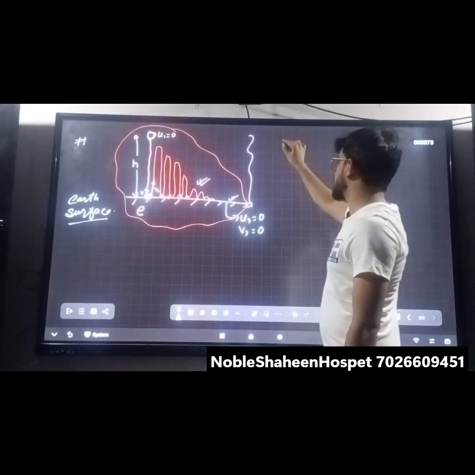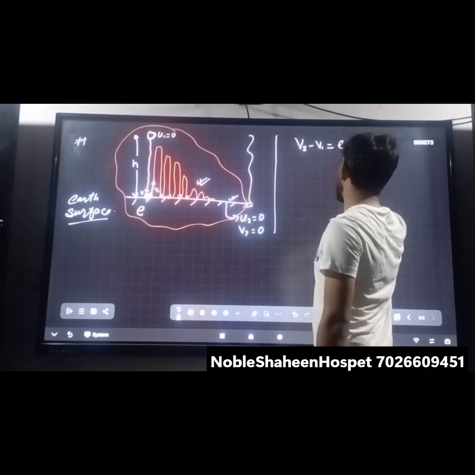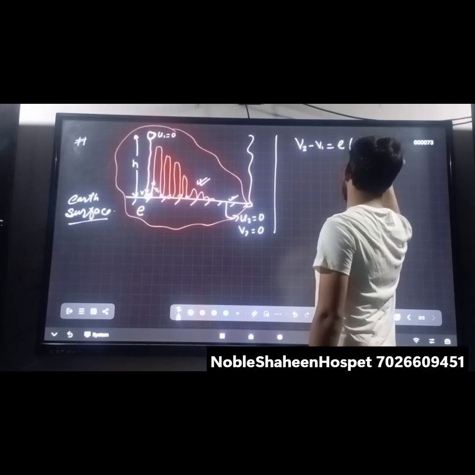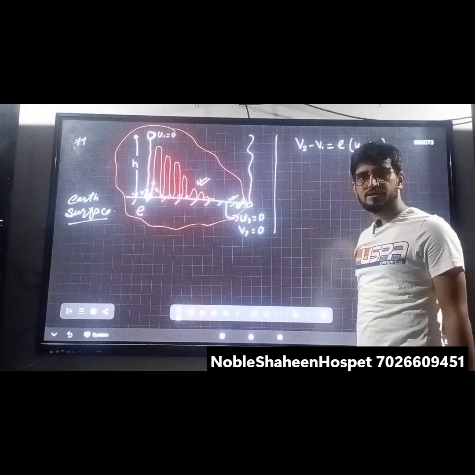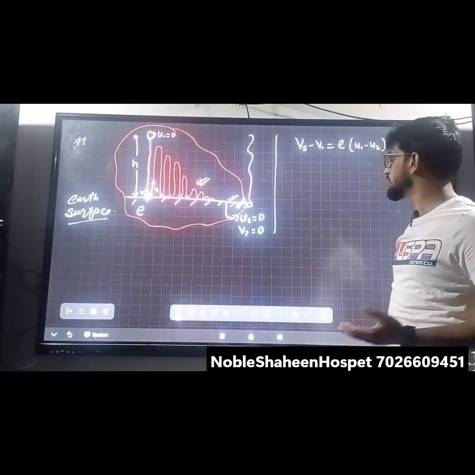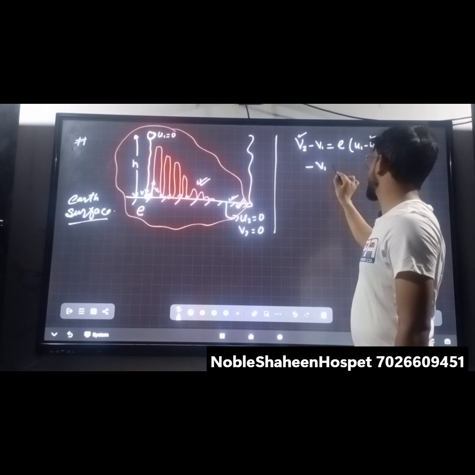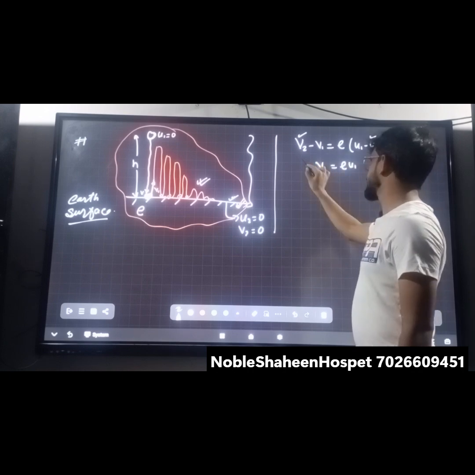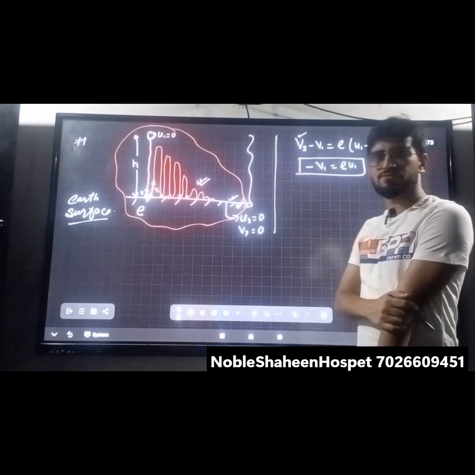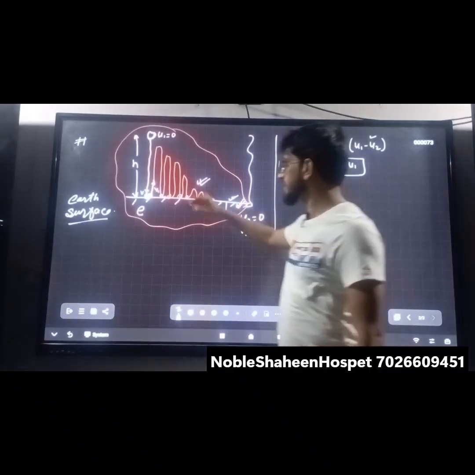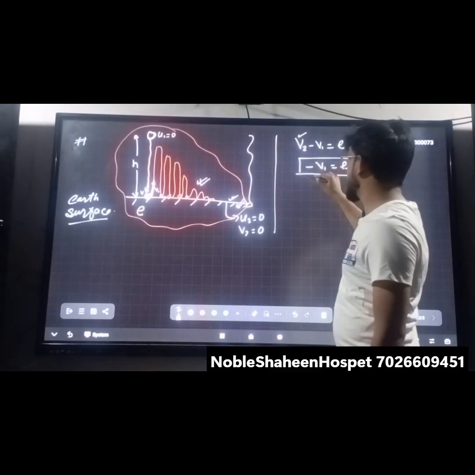we can easily use this formula: the velocity of separation, that means v2 minus v1, is equal to e into u1 minus u2. As we have discussed, the other object is our earth, and the initial and final velocity of the earth is 0, so v2 is 0 and u2 is 0. So we can say that minus v1 will be equal to e into u1. The negative sign indicates that the initial velocity and the final velocity of the first particle are opposite. If the initial velocity is downward, then the final velocity will be upward. That's why the sign is negative.